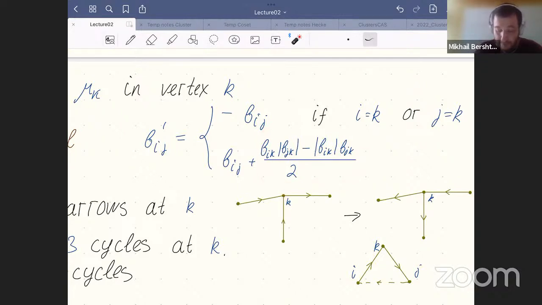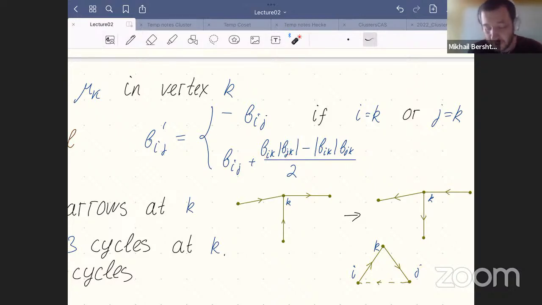And you see, if b_ik and b_jk have the same sign, then these 2 terms are equal. So it doesn't matter which of the b's you take the absolute value of. So this is 0. It means that if we have arrows in the same direction, we have no triangle and no additional term. But if the signs are different, then we add exactly b_ik times b_jk arrows in the correct direction.